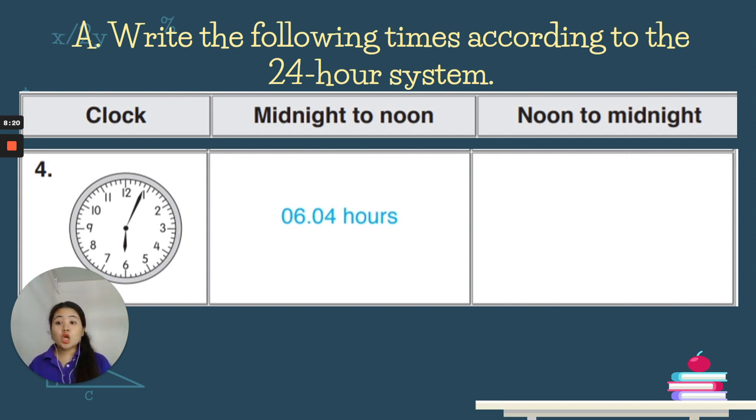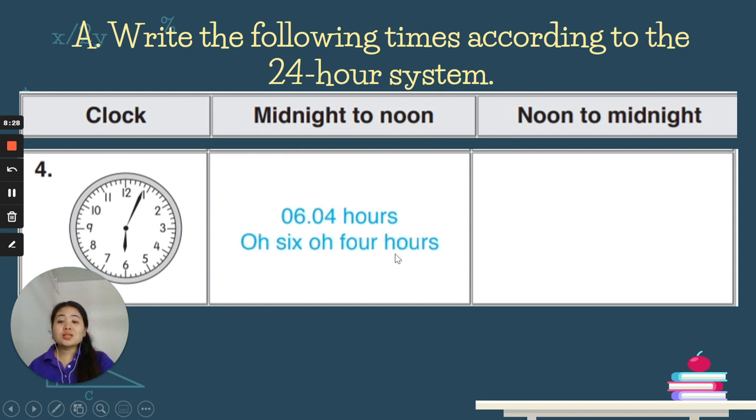Okay, so the answer is 06.04 hours. So if you write that in words, how do you write that in words? 0604 hours. So that's it. 0604 hours. Okay, so the 0 is not read as 0. That is O. Okay, O.